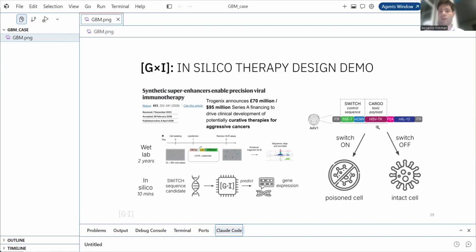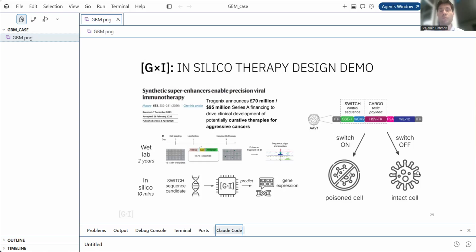It is used to kill cancer cells, but what is important is that the gene is controlled by a specific DNA sequence called a promoter. It makes the gene active only in cancer cells, but not in normal cells. That's very important because the drug targets glioblastoma cells located in the brain.